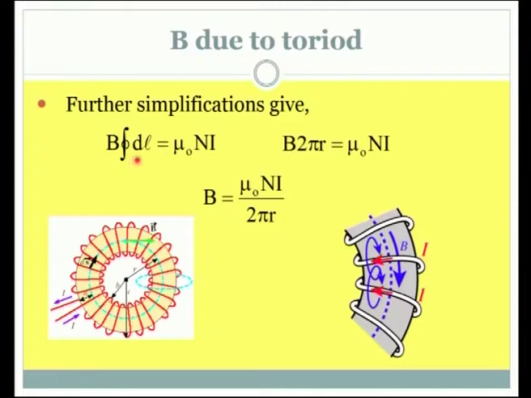Here also we need to integrate dl, where dl is the circumference of the loop that we have considered, and when we bring this 2 pi r, which is the circumference, to the denominator, we finally get the expression for the magnetic field produced by a toroid.